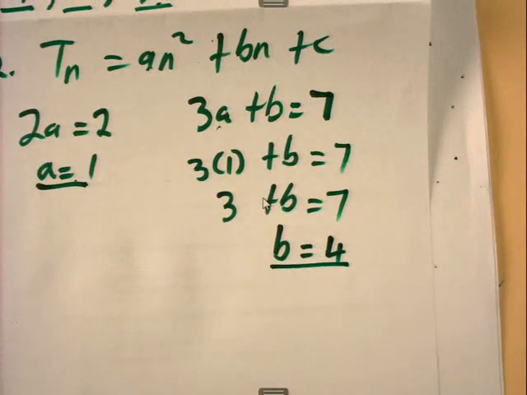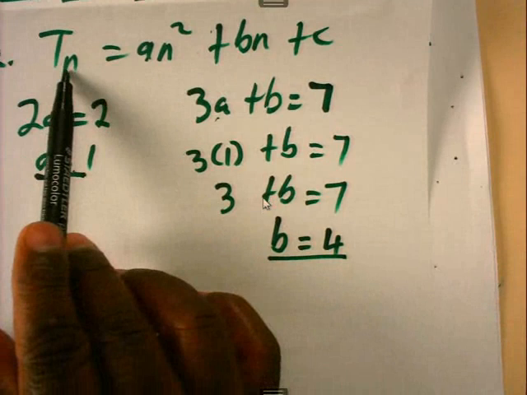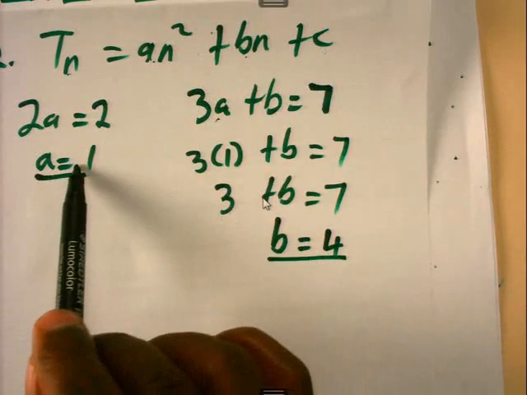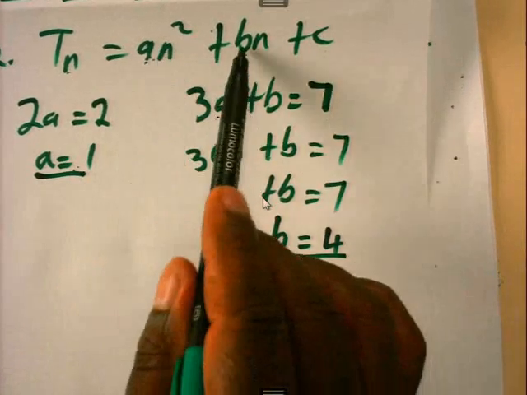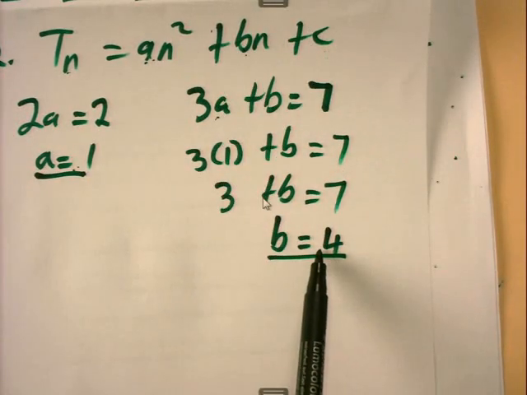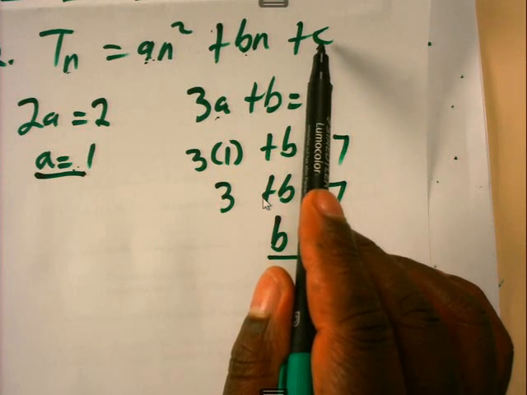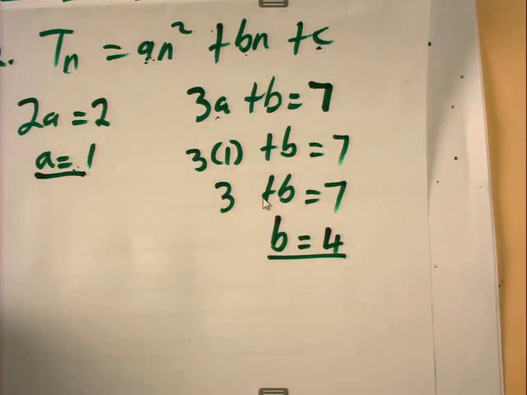We've got the value of a, we've got the value of b. The general term, Tn, is equal to an squared plus bn plus c. Now we've got the value of a, and we've got the value of b as 4. Now we only need to determine the value of c. We still have to determine the value of c. This is how we determine the value of c.